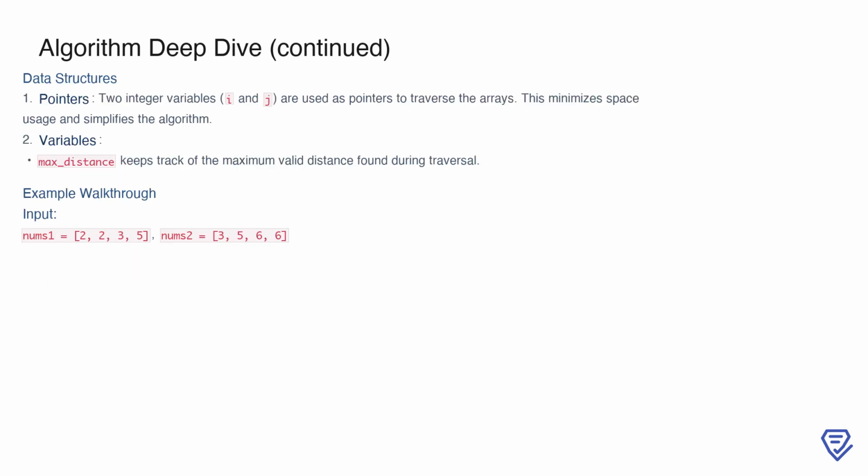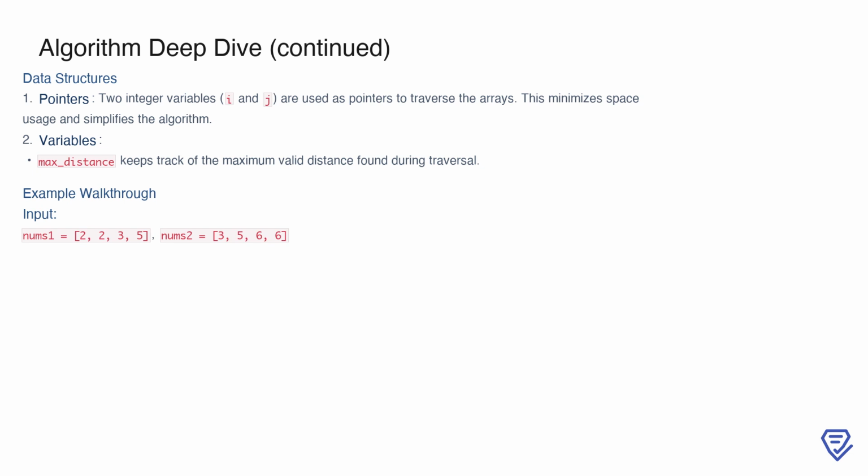This algorithm relies on simple data structures to achieve efficiency. The two integer pointers, i and j, allow us to traverse the array systematically while minimizing space usage. Additionally, a single variable, max_distance, is used to track the largest valid distance encountered during the traversal.